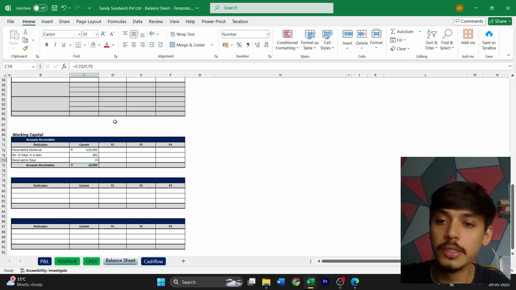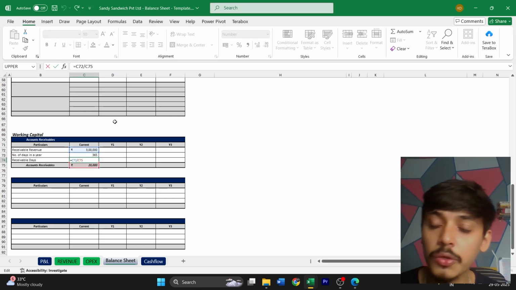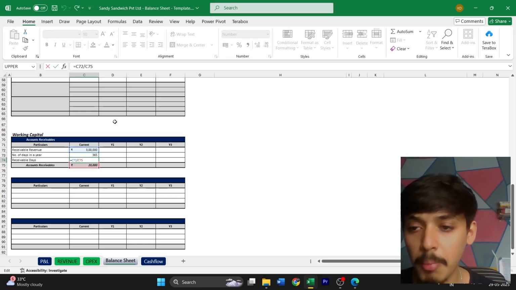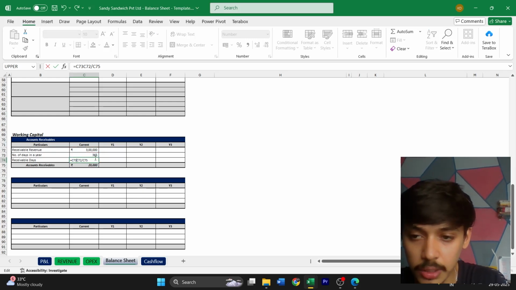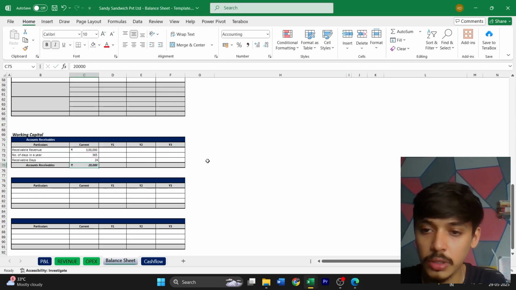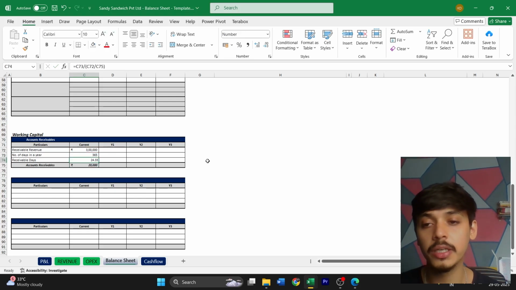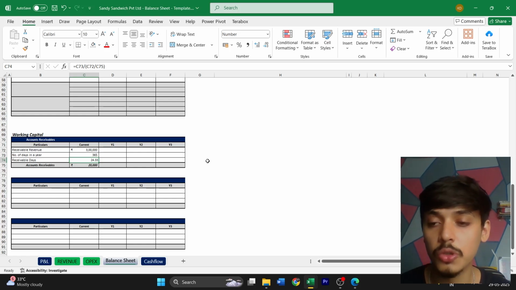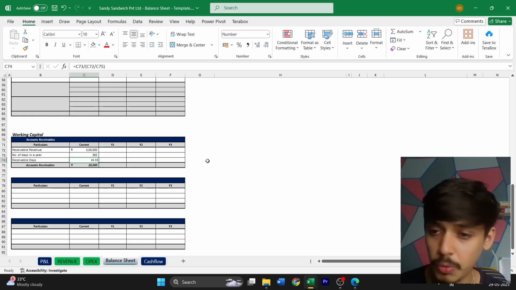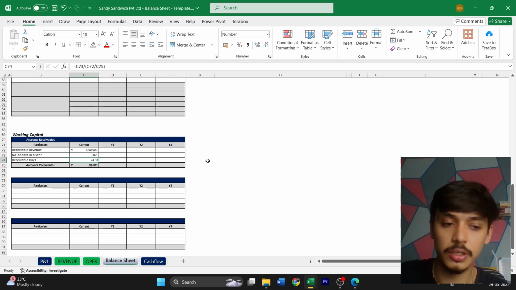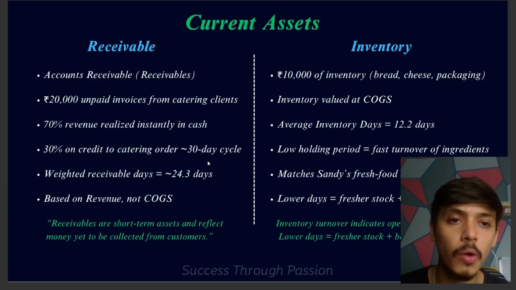So over here, since we already have 15 and we need to divide 365 by this 15 amount, we will select the cell which has 365 and then put division and bracket this entire 15. So now we have 24.33 as our receivable days. So we can assume that this 20,000 amount will be received in the next 24 days after the financial year. Similarly, we will see about inventory as well.